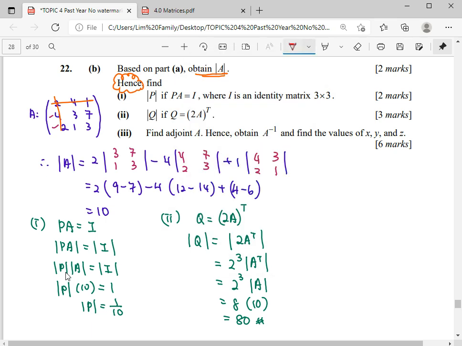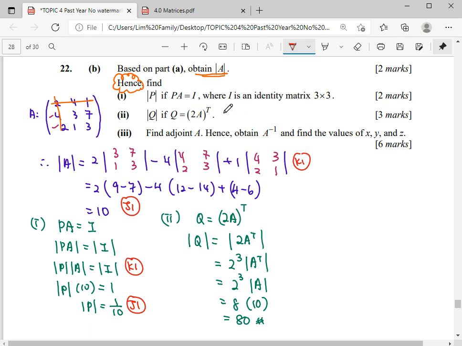So we're looking at our marks here. The first mark is how we're going to find our determinant of A to get to the answer. Then we use our property here: the determinant of AB equals determinant A times determinant B, right? Then we find out what our determinant P is. Okay, so this is what the question means by hence. Hence means you need to use the information you got before this, so you cannot recalculate everything. Okay, so this is the way we answer the questions.